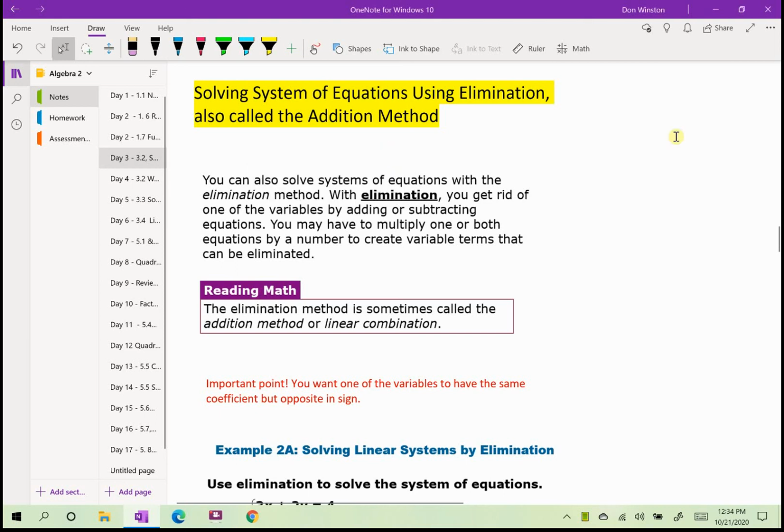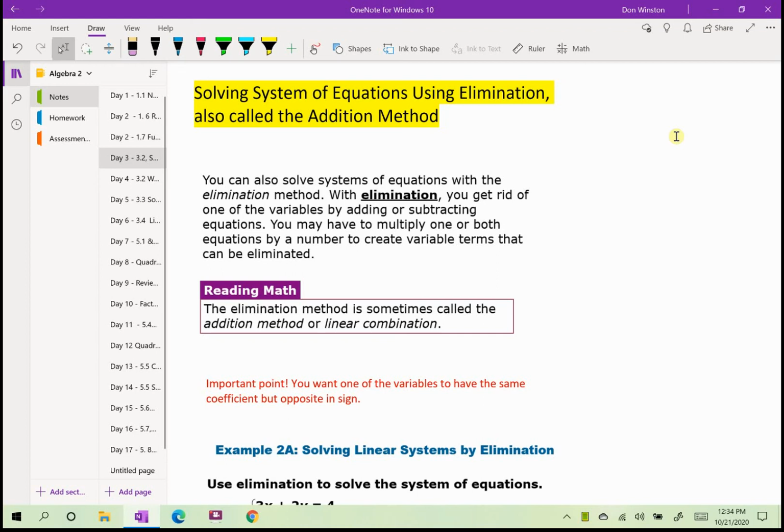Okay, we'll continue on with solving a system of equations. This is video 2. We'll be looking at solving a system of equations using elimination, also called the addition method. So our objective is to be able to solve a system of equations using elimination.